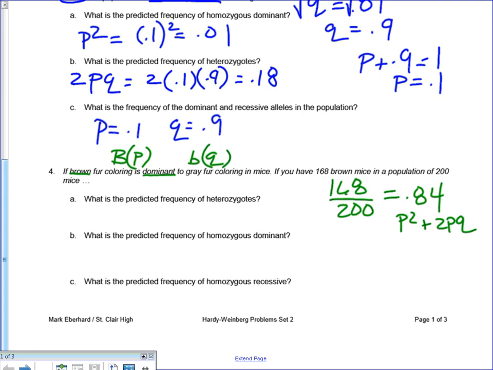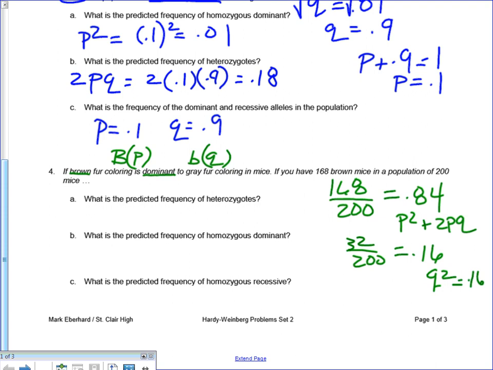Absolutely. I could take 168 and subtract it from 200, which would be 32 divided by 200, and that would give me my recessives. Or I could just take 0.84 and subtract it from 100, or 1, and that would be 0.16. Either way, I'd get the same answer. What represents that 0.16? Q squared. I now have how many unknown variables? Just one. I can solve for that. So now what am I going to do? Q squared equals 0.16. So how do I solve for that?